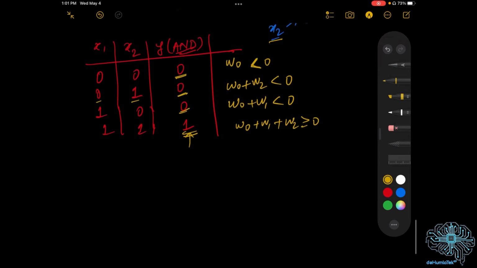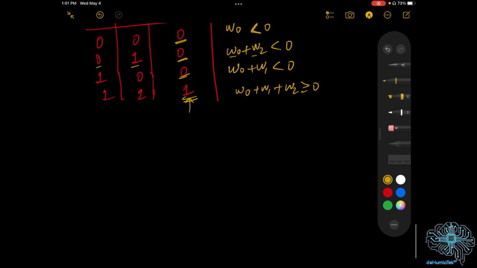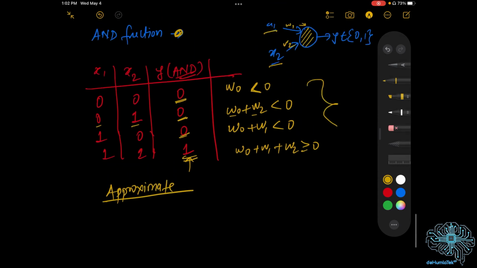Again, let's approximate, because we cannot come up with the exact value. That's why we use an optimization based algorithm, which will come up with the closest value for these weights. Since this is a manual way, I'll just approximate. You can approximate yourself as well, but this condition has to be met.